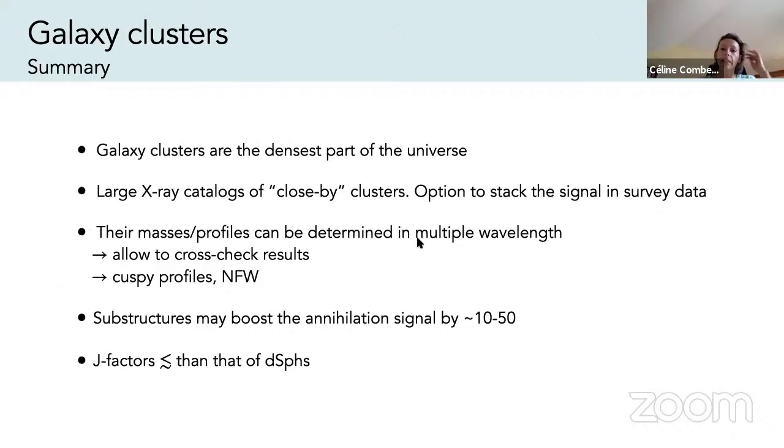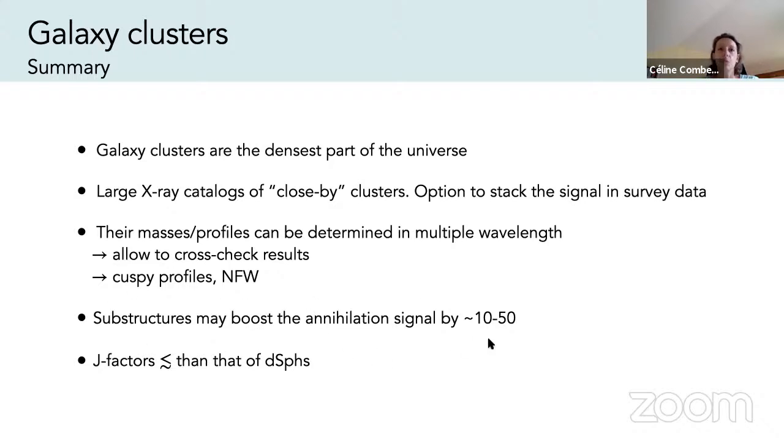So in terms of galaxy clusters, they are the densest part of the universe. We have a large catalog of close-by clusters. Something I haven't mentioned, you have also the option to go and stack the signal of the clusters when you have such a large survey, so this could be interesting. Their mass profiles can be determined using multi-wavelength information, visible, X-ray, SZ, and one of the good things is that maybe you can cross-check the results because they all come with their limitations. But generally, cuspy profiles and NFW profiles are fine when dealing with galaxy clusters.